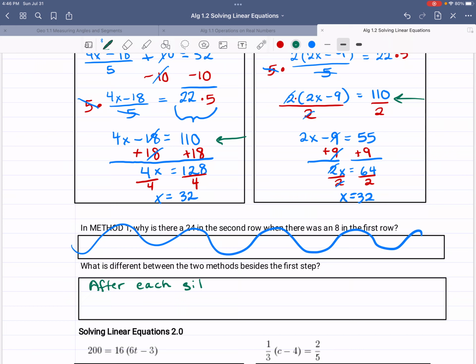So after each side equaled 110, in each method the steps changed. So in method 1, after 110, we added 18 to each side. And after the 110 on method 2, we divided by 2. And then everything after that was different.